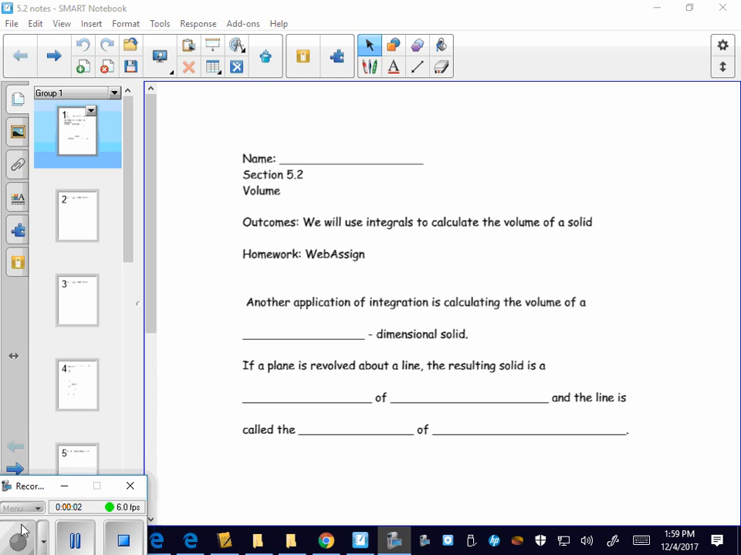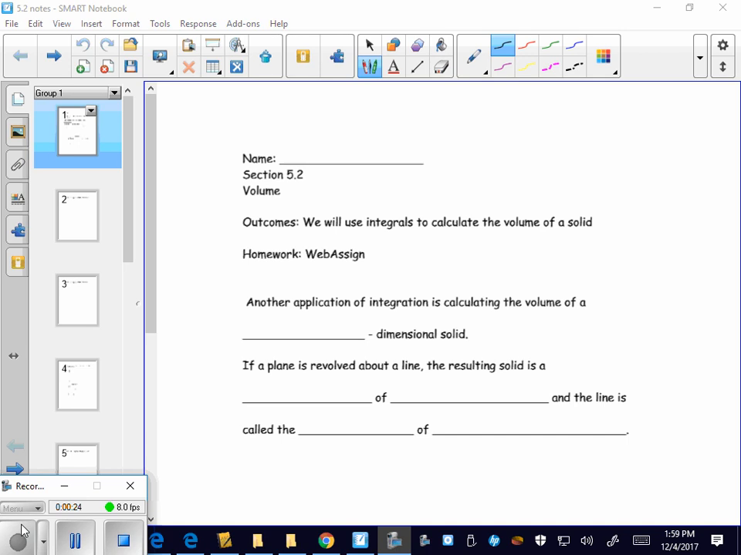All right, so we are talking about volume now. So the idea is we're going to take some kind of a solid figure and we're going to use integration to figure out its volume. Sometimes we're going to have to create the figure. Sometimes the figure is going to be given to us and we're going to just figure out its volume.